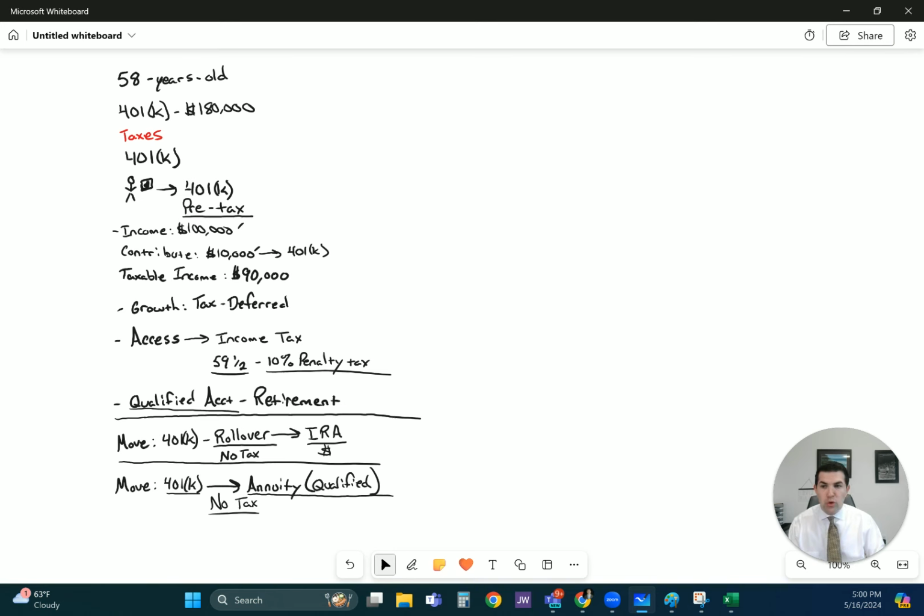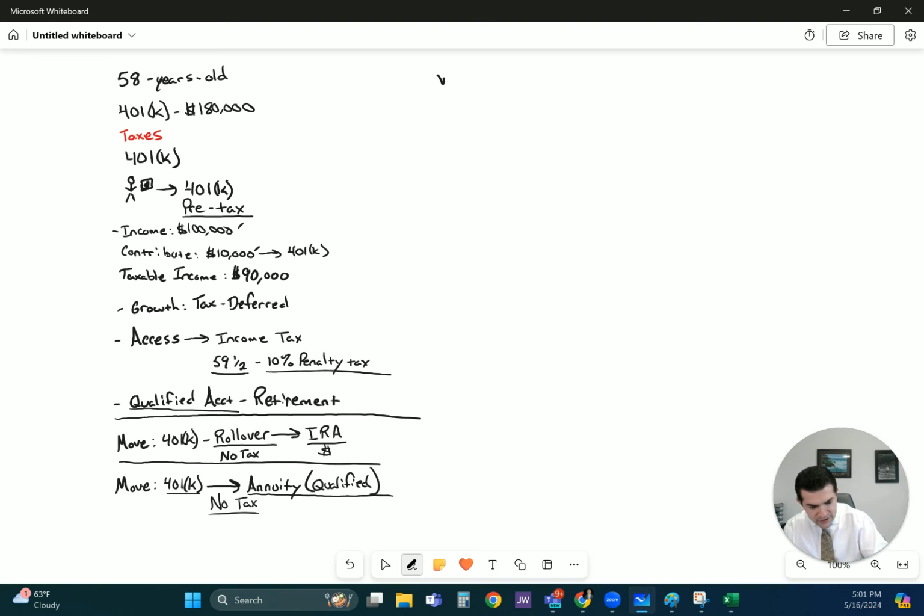If we transfer it or roll it over. By the way, none of this is meant to be considered tax advice. This is meant for educational purposes only. Disclaimer there. Okay, so that's information on his 401k and how he could actually move the money into the annuity.